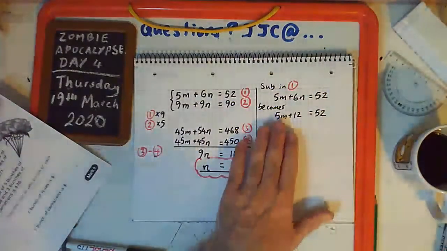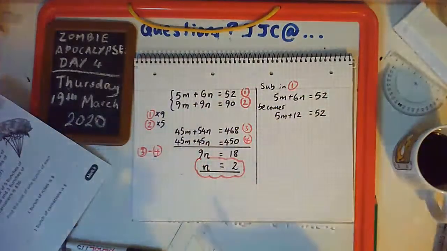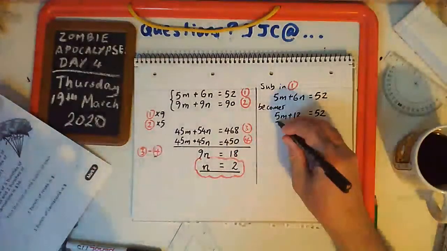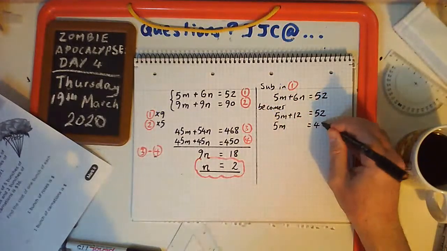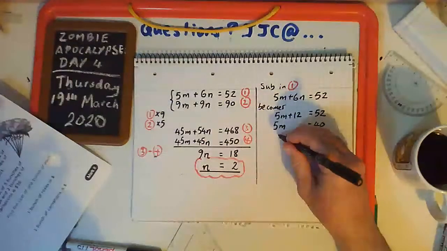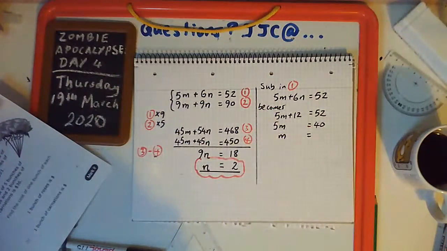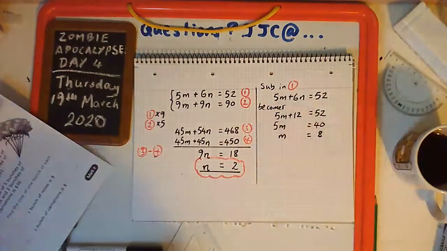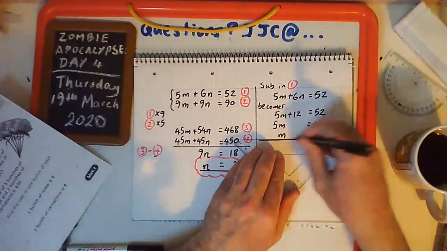So now I just want to figure out what m is by solving this single equation in a single variable. 5m plus 12 equals 52. I'll take away 12 from both sides to get 5m on its own equals 40. Then I don't want to know what 5m's are. I want to know what m is on its own. So I'm going to divide by 5. But because an equation is like a balance, I want to do the same on the other side as well. So 40 divided by 5 is 8. And m equals 8 is our solution.